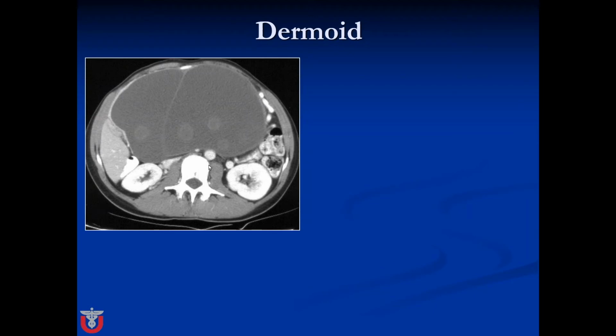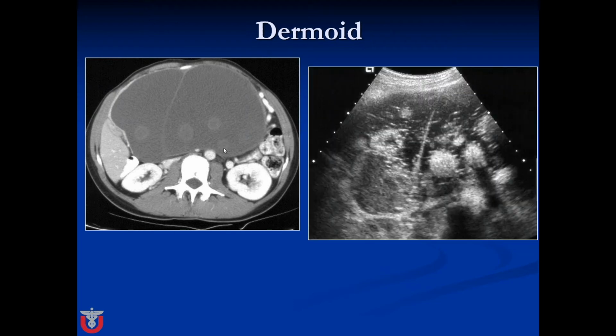Now here we have a giant dermoid. All right, so here's the CT. You can see we have a septation there, and we have some faint things right here. But let's look at that same thing on ultrasound, and wow, it's way more complex on ultrasound.